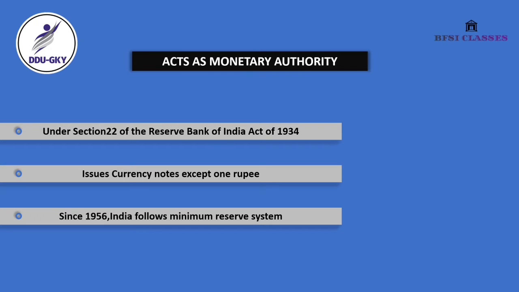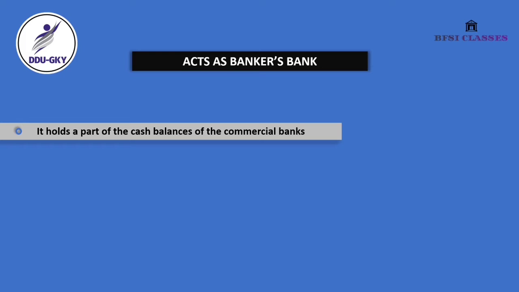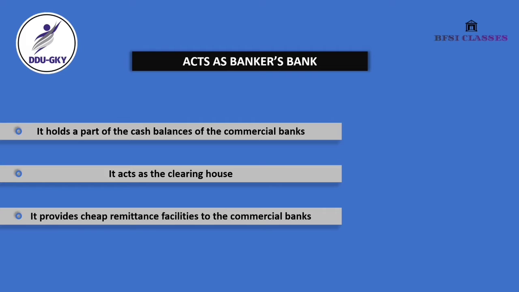Second function, Bankers Bank. RBI acts as the banker of all commercial banks in India. RBI holds a part of the cash balances of the commercial banks, and RBI also acts as a clearing house of all commercial banks. It means that all government bills with the commercial banks are to be cleared through RBI. RBI also provides cheap remittance facilities to the commercial banks. It also acts as the lender of last resort.